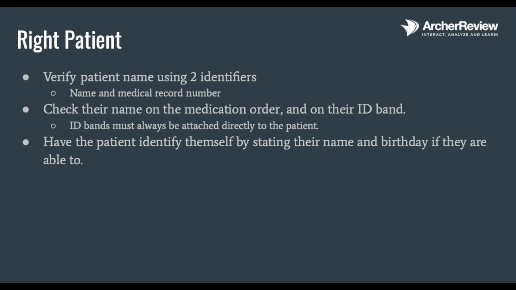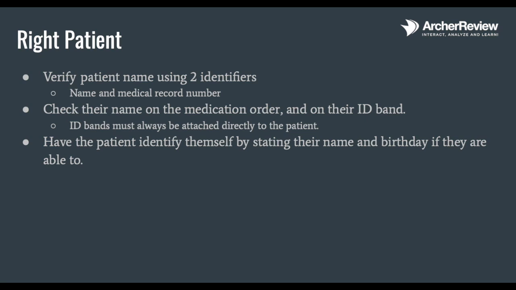This means that first and foremost, you must verify your patient's name using 2 identifiers. This could be their name and medical record number. That's the most common combination. You also need to check their name on the order for the medication and their identification band, usually on their wrist. That band has to be attached directly to them, not sitting on the keyboard or attached to the bed, but attached directly to the patient.